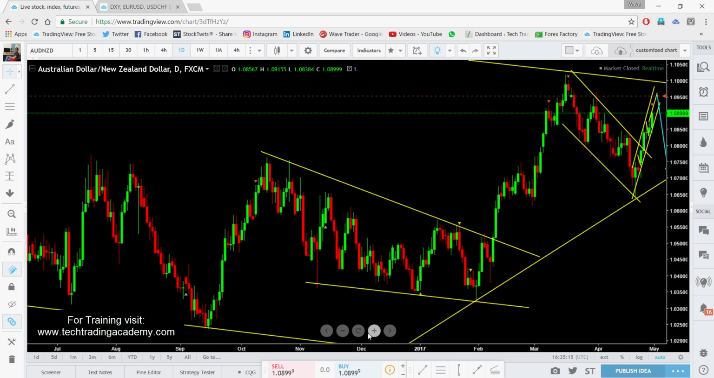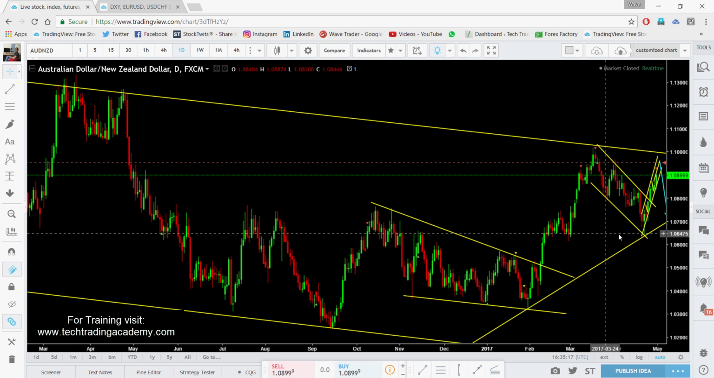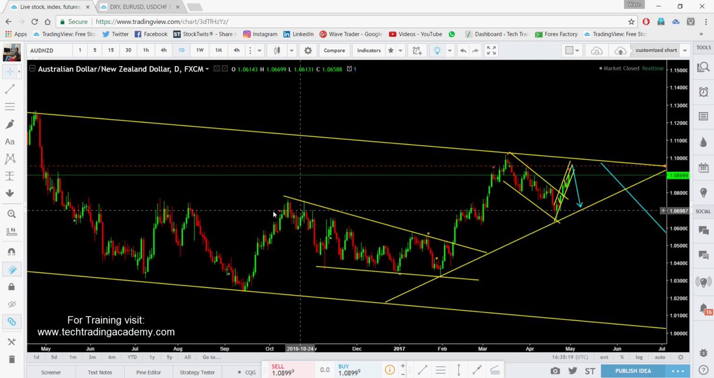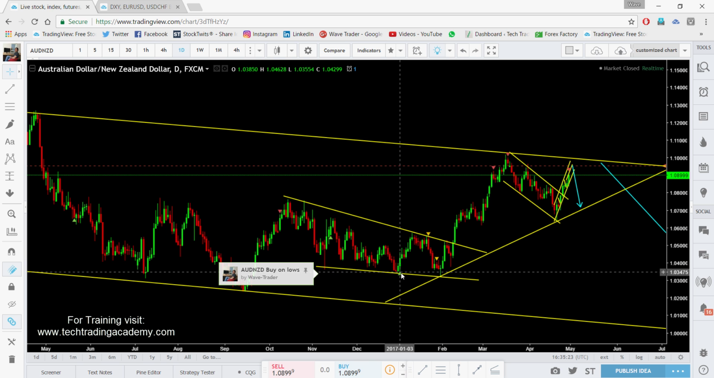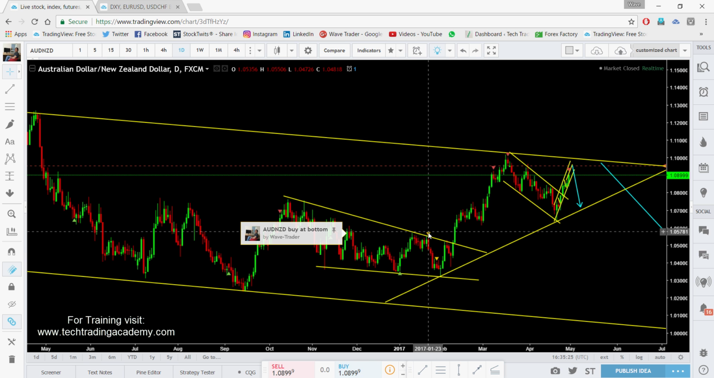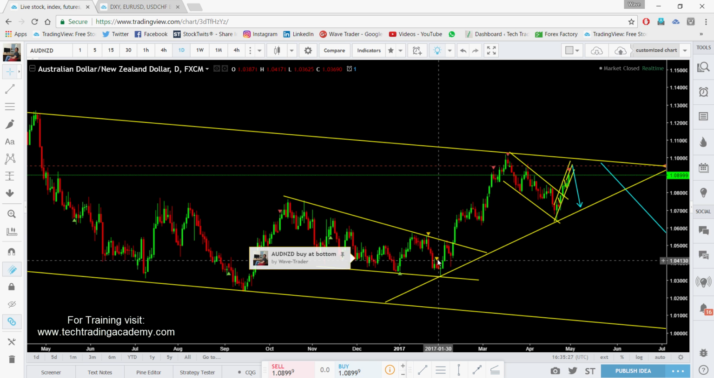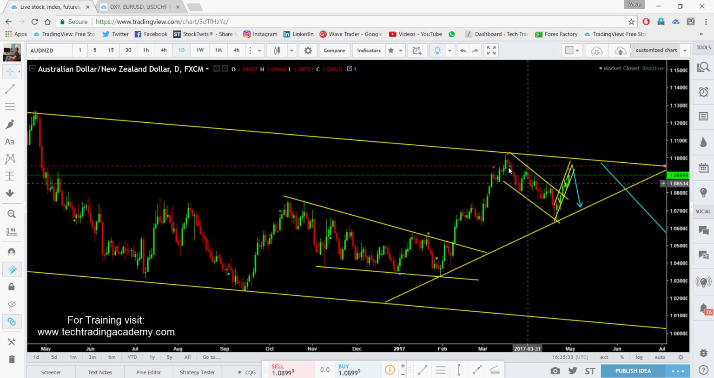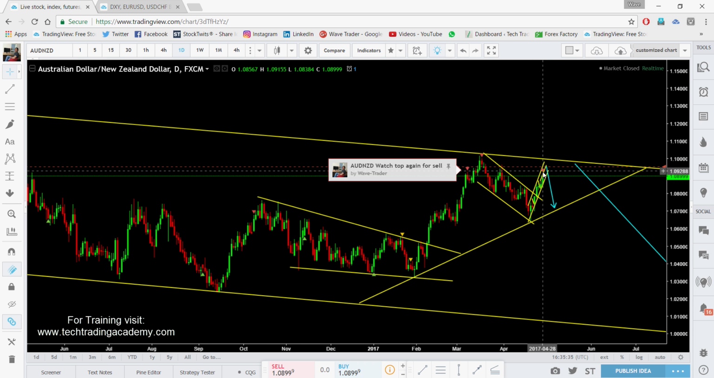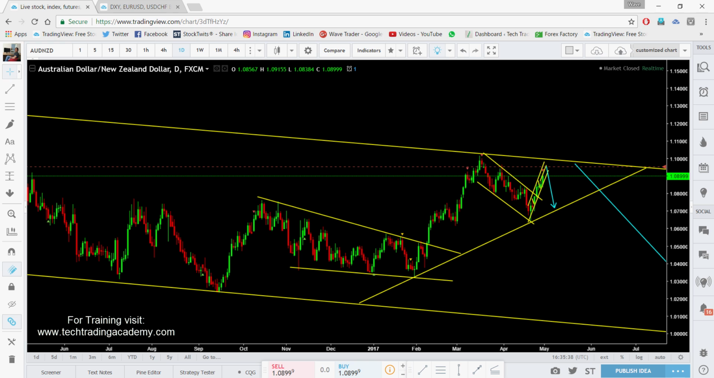Alright, so we are testing the top again. Okay, on this pair you can see we sold here. We were looking to buy here, we were looking to buy here, we were looking to sell here, bottom. We were looking for the bottom here, we got the bottom here, and we were looking to sell here. Alright, now we are looking to sell here again at the top. Okay, this is the bigger flag and short-term trade we got over there.